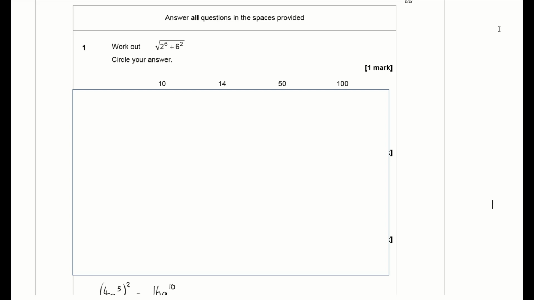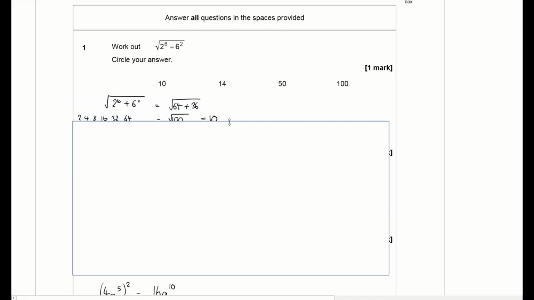2 to the 6 means 2 to the power of 6, as in 2 times 2 times 2 times 2 times 2 times 2. Given that this is a non-calculator paper, it's worth writing the calculation down as you go, doubling each time to generate the answers. 6 squared is just 36, it's a square number.